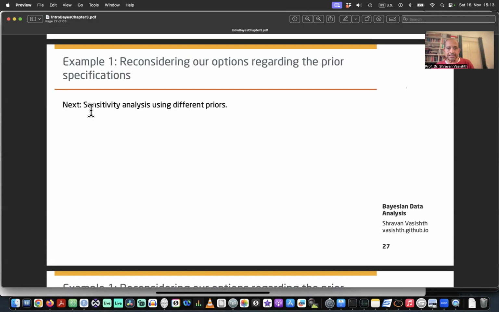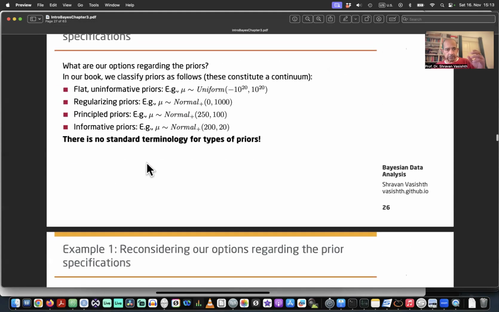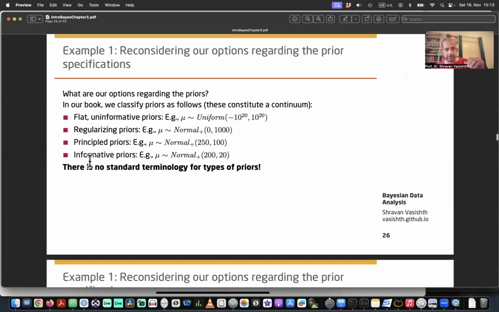This is called a sensitivity analysis. When we fit the model with a range of different priors, going from flat uninformative to informative priors, this is called a sensitivity analysis, and it's very useful for understanding how the priors influence the posterior.